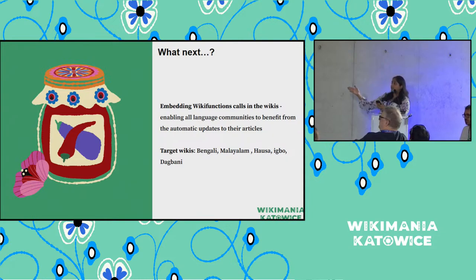And we have recognized a few target wikis based on different characteristics, their size, the availability of a working group for us to work with iteratively with them. Bengali, Malayalam, Hausa, Igbo, and Dagbani are our target languages for that. So if you are any of the community members in those languages, please reach out to us or we will reach out to you. Please keep us in mind.